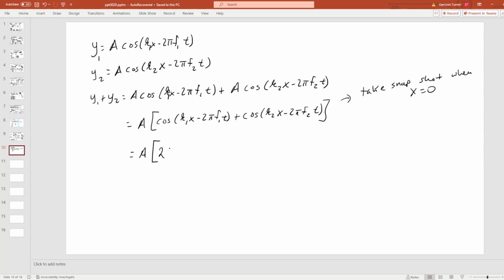So we have 2 times our cosine of u plus v over 2, which is going to be this plus this over 2.